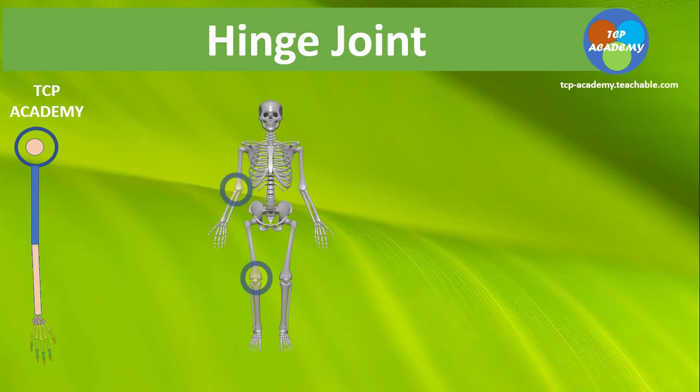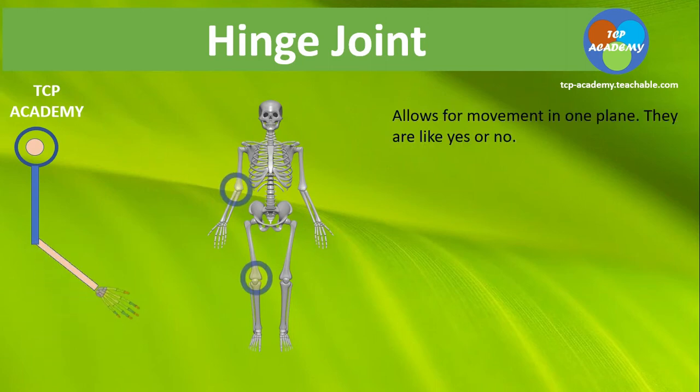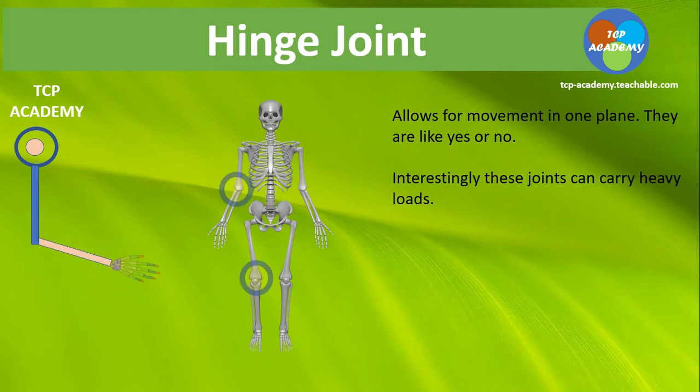It's pretty much that diagram that we use to demonstrate the antagonistic movement of muscle. But let's talk a little bit more about it. It allows for movement in one plane, as you're seeing, up and down. They are like yes or no, so it's either you're coming up or you're going down. There's no other place that you can go.